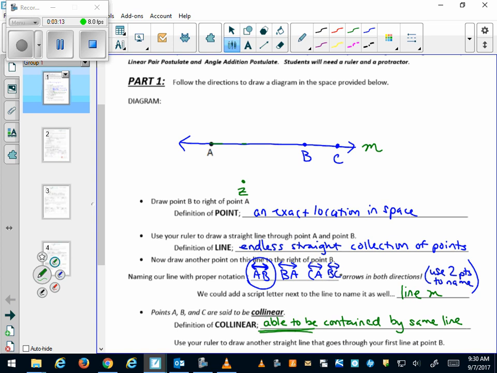But if I asked, are A and Z collinear, you might be tempted to say no because Z is off the line. But actually, A and Z are considered collinear because we could draw a line through them, right? We could connect them by 2 points. We could connect those 2 points with one line.